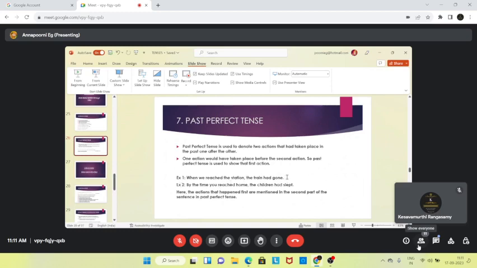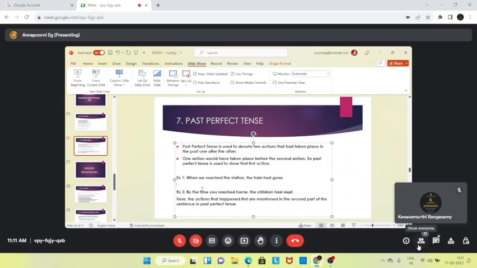Sometimes we can also write the sentence like this: the train had gone when we reached the station. அப்படி எழுதலாமா? Is it correct? No, ma'am. The train had gone when we reached the station. இப்படி எழுதினா மீனிங் கொடுக்குமா? கொடுக்குமே. Why not? இப்படியும் எழுதலாம். இங்க மீனிங் தான் மேட்டர், ஆர்டர் இல்ல. நீங்க ஃபர்ஸ்ட் எழுத வேண்டியதை லாஸ்ட் எழுதினாலும் பிரச்சனை இல்லை. இந்த பாஸ்ட் பெர்ஃபெக்ட் டென்ஸை பொறுத்த வரைக்கும் you can write it in any order.